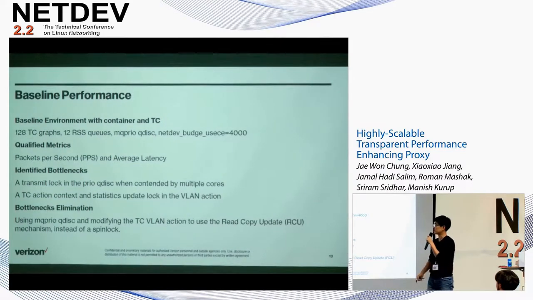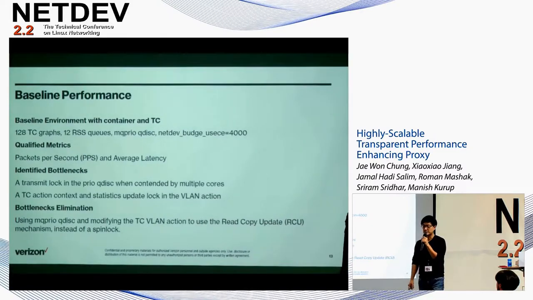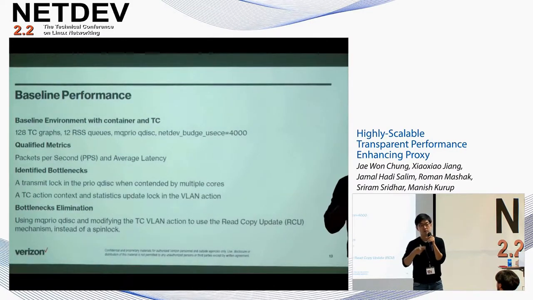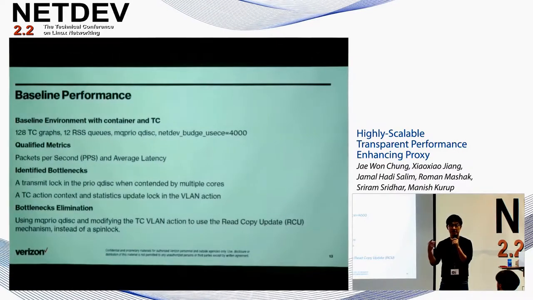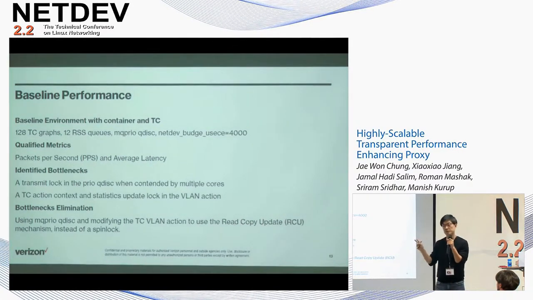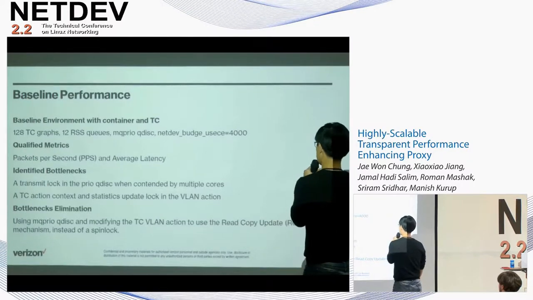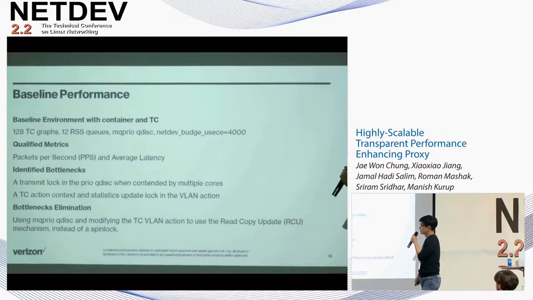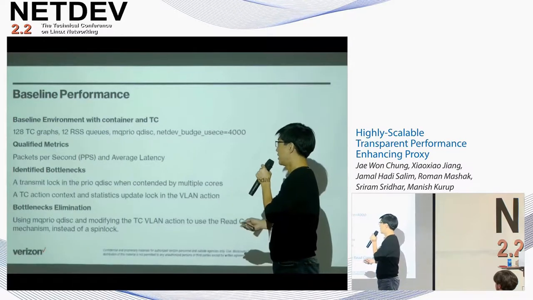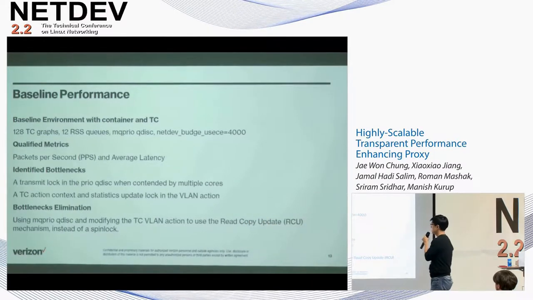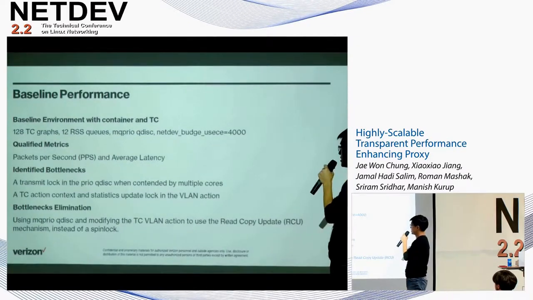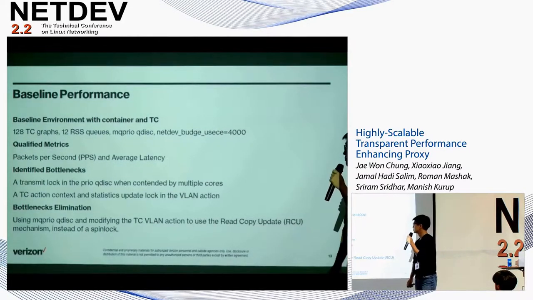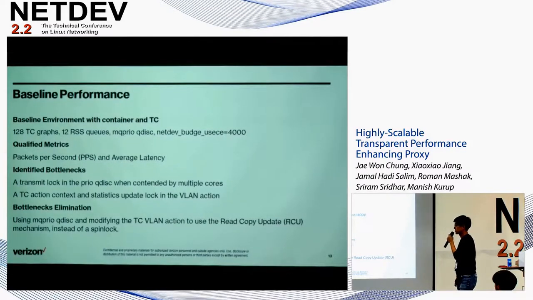We created 128 TC graphs and used those just a little bit. Probably 128 is not enough to do the service orchestration, such as providing the proxy service per source IP and stuff like that. If you need to implement that, it's probably going to need much more than 128 TC graphs. But to start up, we configured 128 TC graphs and sent packets through it. We used 12 RSS queues, and the queue discipline was mq-prio, and then we played around with the netdev budget and ended up setting it to 4,000.